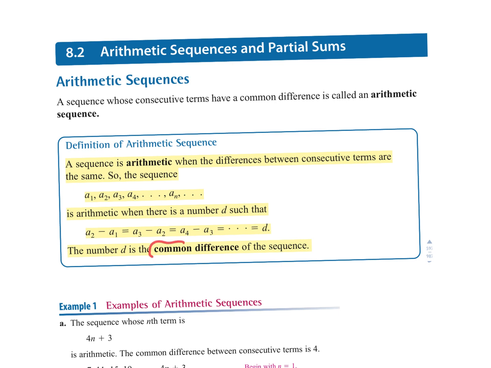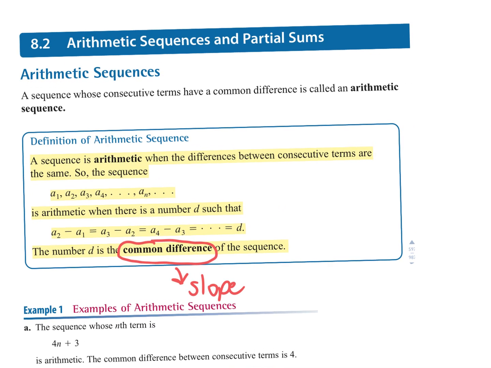This is going to come into play for all of your arithmetic. You're going to have to find the common difference. Another way that you can think of that is the slope. Why can you think of common difference as the slope? Because arithmetic sequences are linear. What does that mean? If you were to graph it, what does it make? A line, okay? What does a line have? It has a slope.